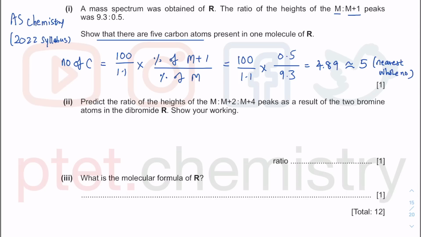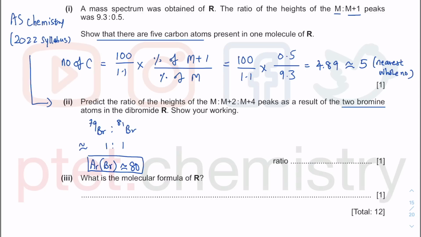Next one is also an AS level question now. If you see the AS syllabus for 2022 onwards, you are asked on the M, M+2, M+4. I think in AS, they just expect you up to M and M+2. We know that bromine-79 to bromine-81 is a 1:1 isotopic ratio, give or take roughly, because in your periodic table, the relative atomic mass of bromine is roughly 80. So you must have like 50% of each of these isotopes.